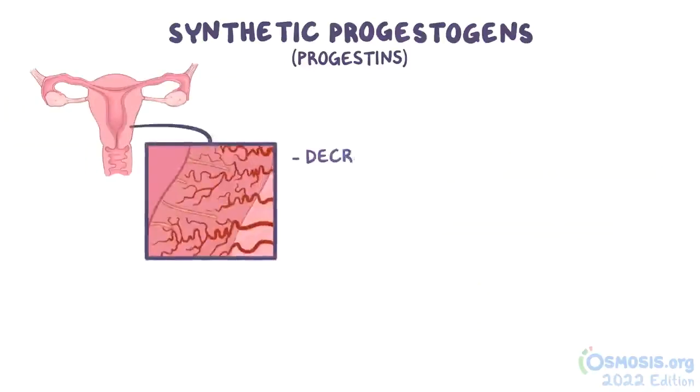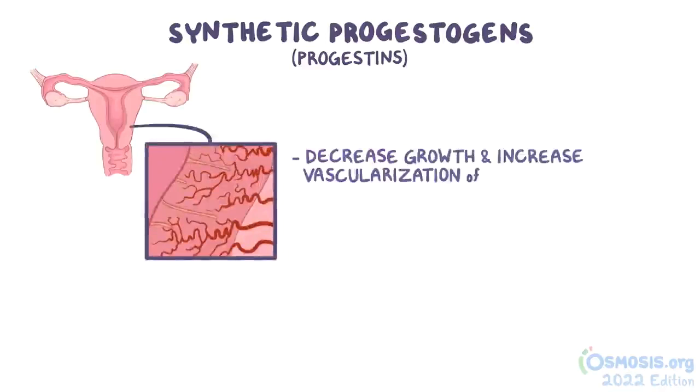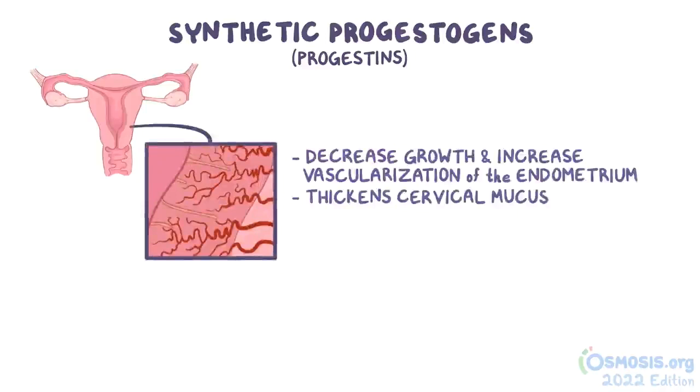Progestins in general decrease growth and increase vascularization of the endometrium, and also thicken the cervical mucus. While they are able to stabilize the endometrium, they can't support pregnancy effectively like endogenous progesterone does.